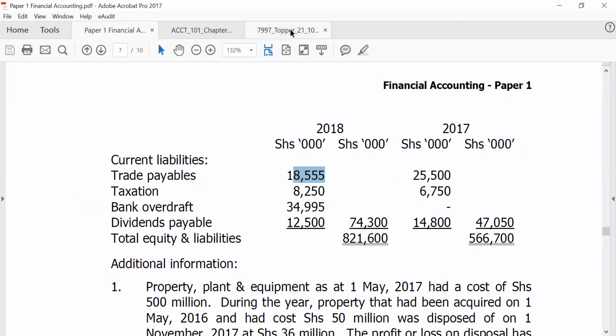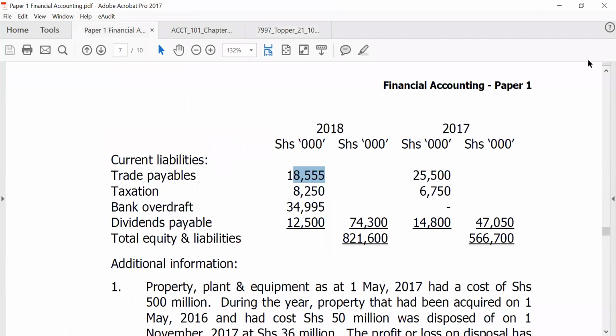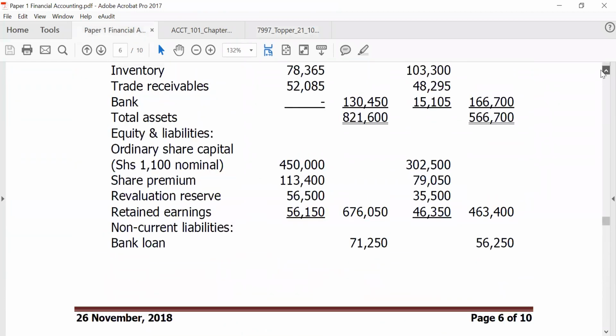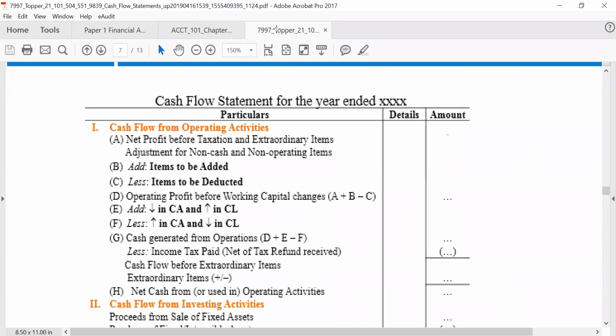What this means is, if current assets reduce, for example, if inventory is reducing, in this case our inventory was 103 and it's now 78, this means that we sold inventory and cash came through. So the difference is a cash inflow. And that's why they are showing you here that a decrease in a current asset is added. Well, an increase in a liability is also added.